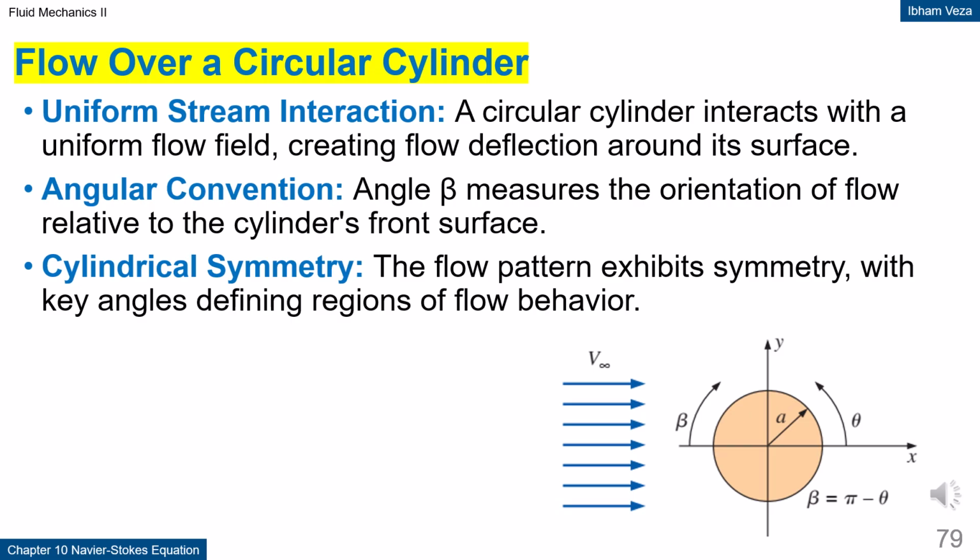Flow over a circular cylinder. Flow around a circular cylinder can be analyzed using a potential flow model obtained from superposition. The flow splits symmetrically in front of the cylinder and recombines behind it. The angular position around the cylinder is used to describe the velocity and pressure distribution. This model provides an ideal picture without viscosity and separation effects. Although idealized, it is very useful as a first reference before considering boundary layer effects.